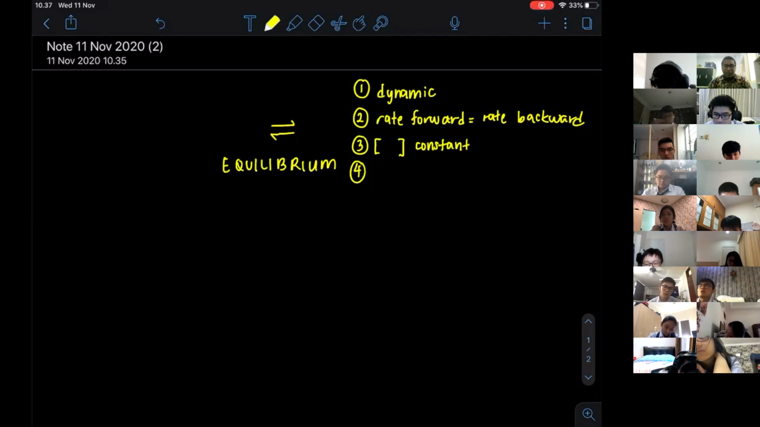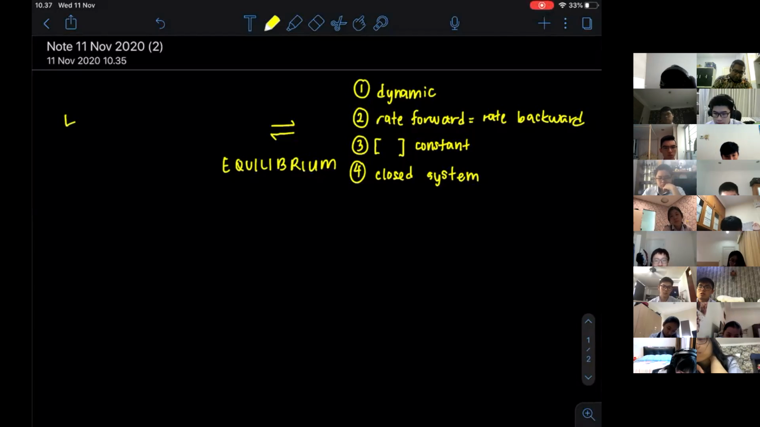And the last one, we are assuming that equilibrium happens in a closed system. What is a closed system? There's no matter coming in, no matter going out. So nothing coming in, nothing going out. That is a closed system. So if anything goes into the system and so on, then this principle will start to come in, which is Le Chatelier's principle.